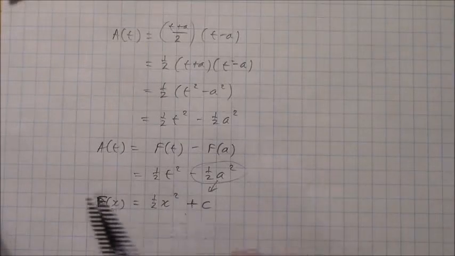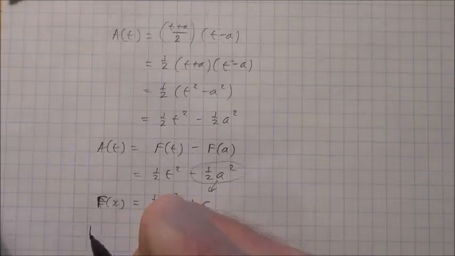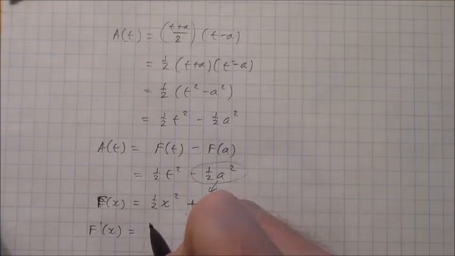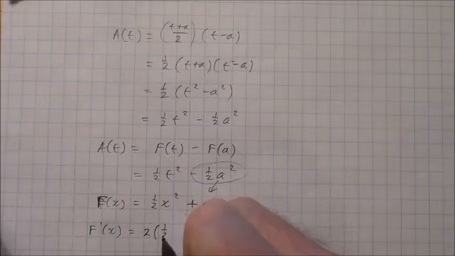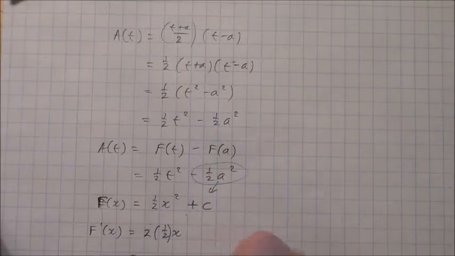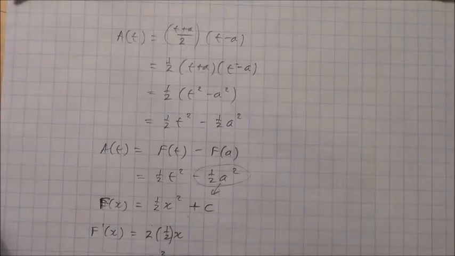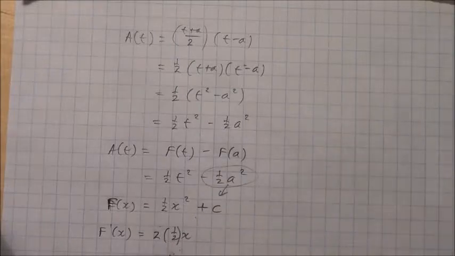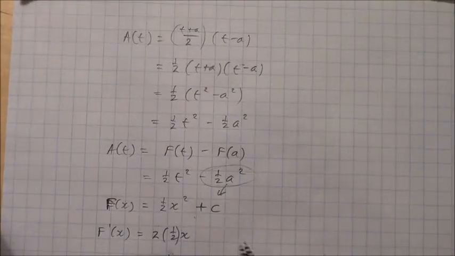Okay, so if we were to take the derivative of this, uppercase F prime of x will give us, well, 2 multiplied by 1/2 x. The plus c becomes 0, so we're just left with x. Sorry, not the squared, just the x. And that, of course, is our original function, f of x.